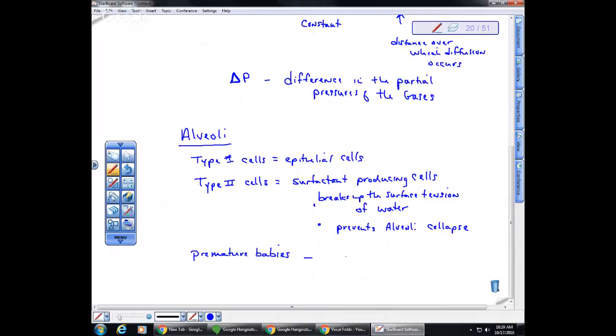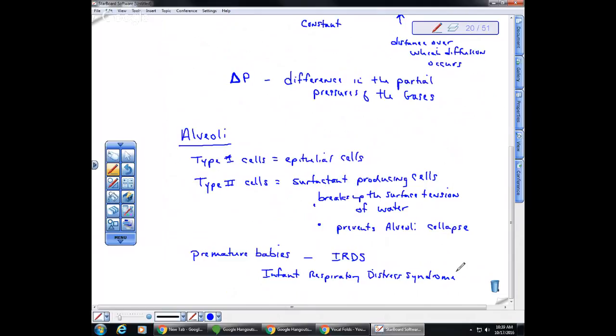And so they get what is called IRDS, infant respiratory distress syndrome. And so their lungs were not mature and they were not producing surfactant yet. And so the alveoli are collapsed.